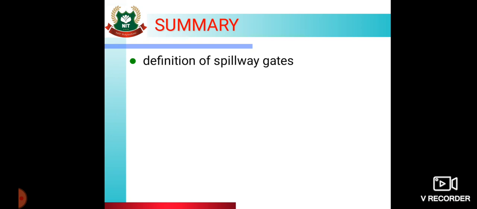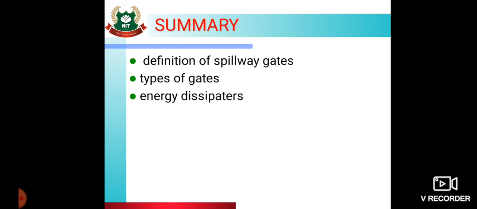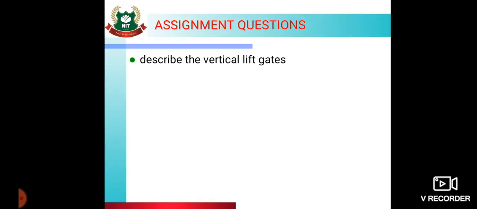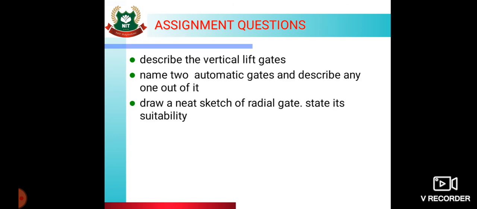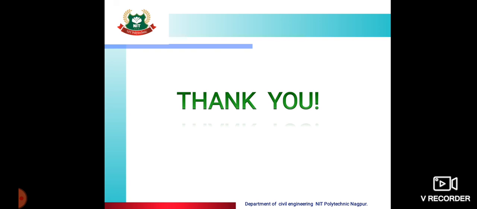Summary. We have seen the definition of spillway gates today. Then types of gates. What are the energy dissipators? Then assignment questions. Describe the vertical lift gates. Name 2 automatic gates and describe any one of them. Draw a neat labelled sketch of a radial gate. State its suitability. So this was all about today's lecture.